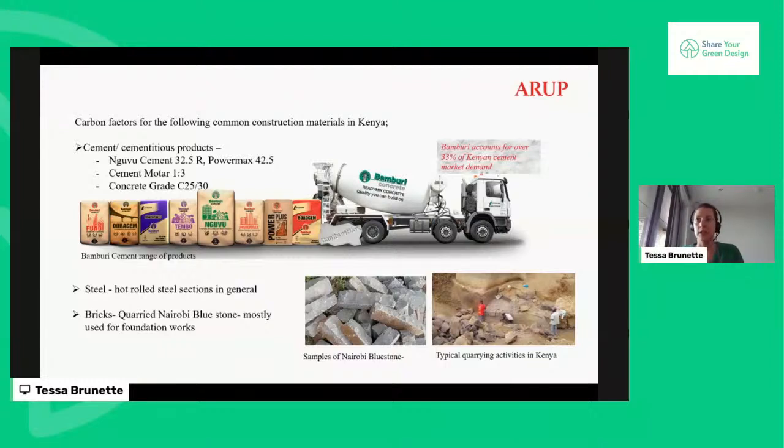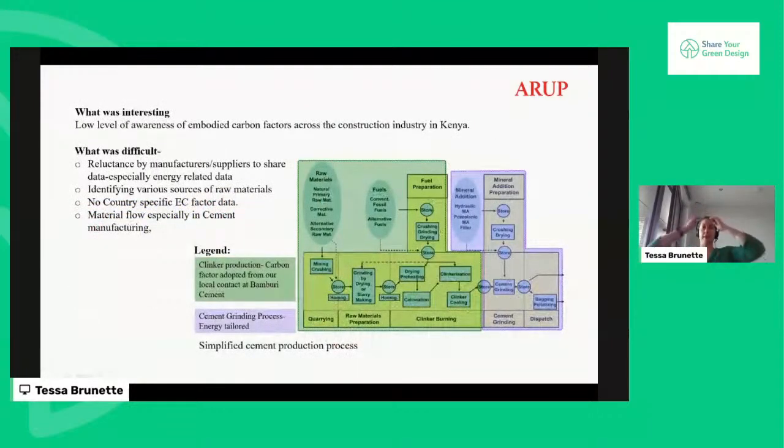We then used that information to prepare the factor, considering the local energy mix, and arrived at an outcome. But what we found really interesting in this process was that there's very low awareness of embodied carbon factors across the construction industry. So we weren't able to actually get enough data, to be quite honest around that. And there was also a reluctance by the manufacturers and suppliers to share their information, especially related to the energy data, so the energy usage that they have when processing their various products.